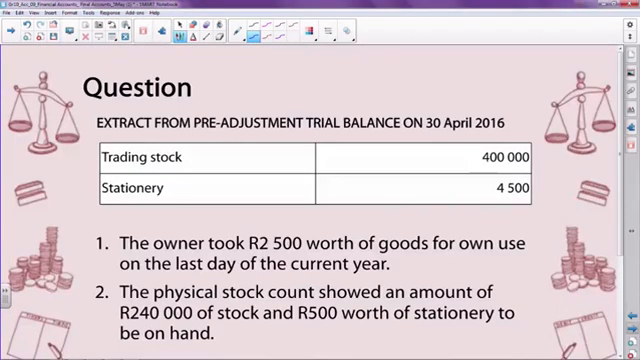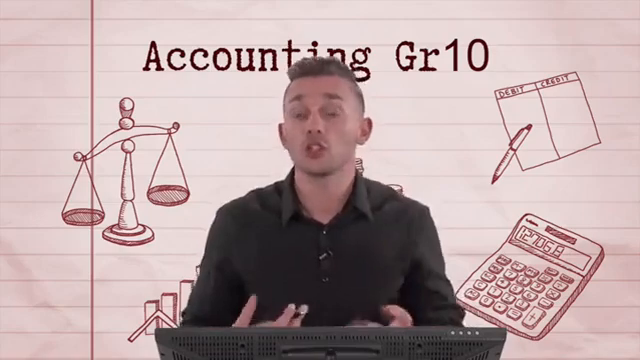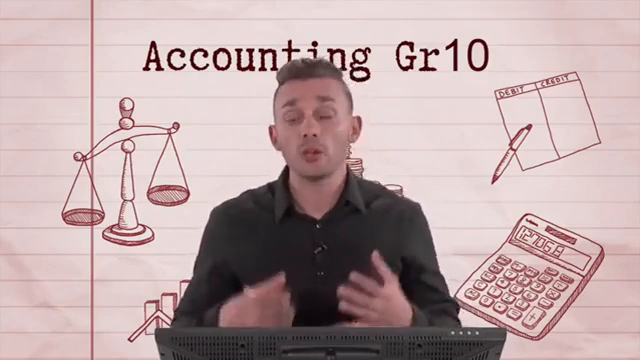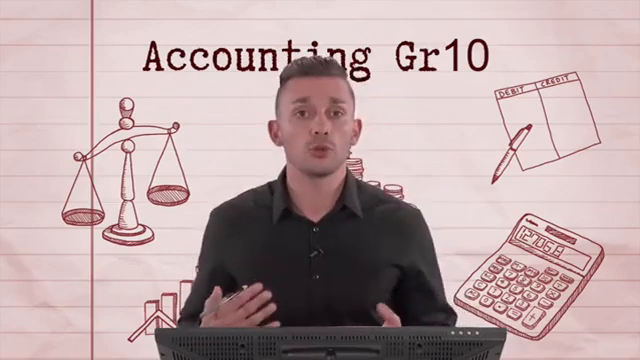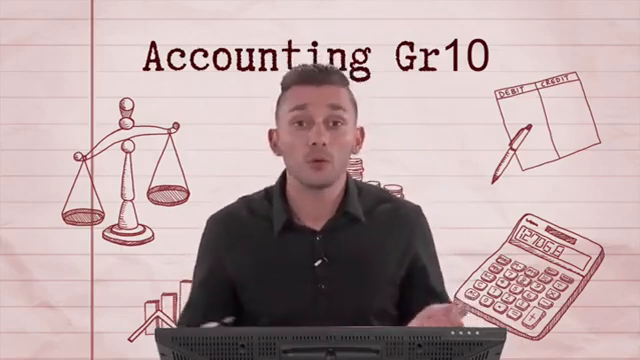Let's go and look at our very first adjustment. This adjustment is connected to your trading stock and now a new one, your consumable stores. What is consumable stores again? That will be all items used within the business. So anything can be consumable stores if I use it. I consume it, like stationery, your packing material, it can be cleaning materials, it can be your groceries, like your coffees and teas, your refreshments that you give to your employees. That can all be regarded as consumable stores.